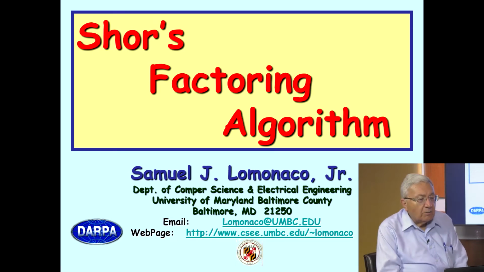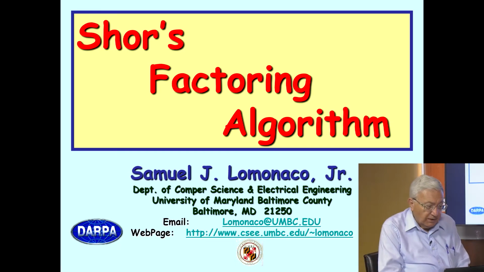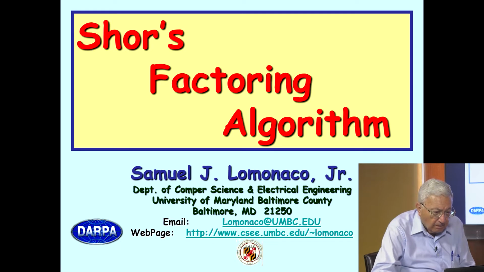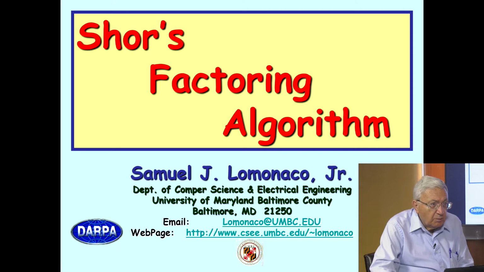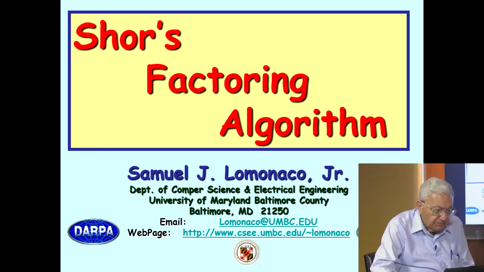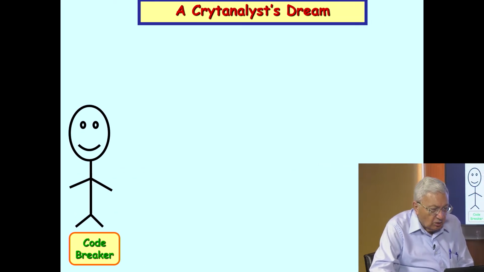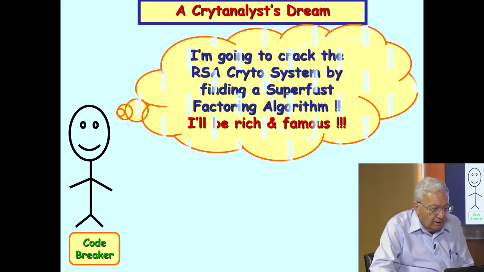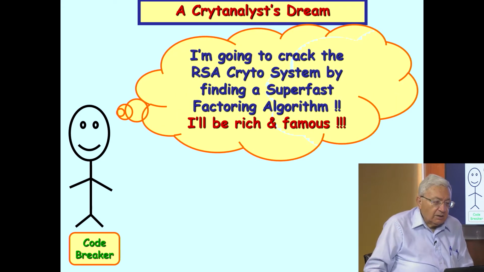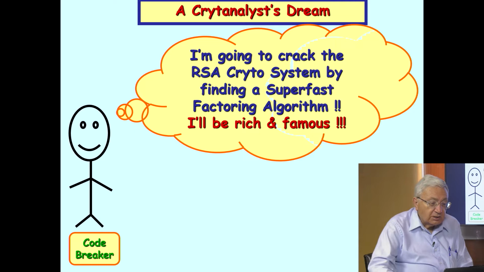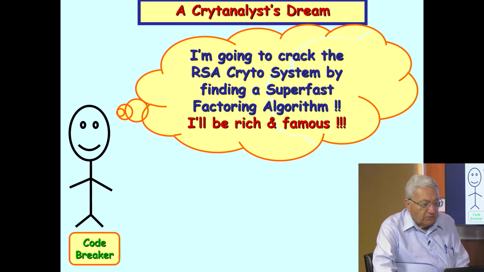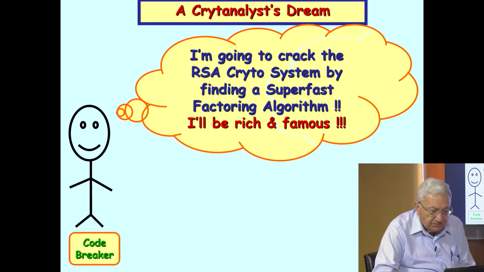Next, I'd like to talk about Shor's factoring algorithm. And I'd like to begin with the dream of every cryptanalyst. Here's a code breaker, and he has a dream. He's going to crack RSA crypto systems by finding a super fast factoring algorithm. And of course, if he could do that, he would be rich and famous.